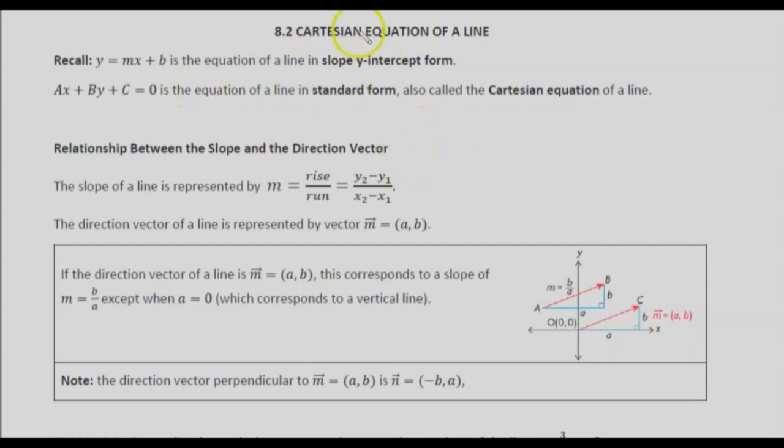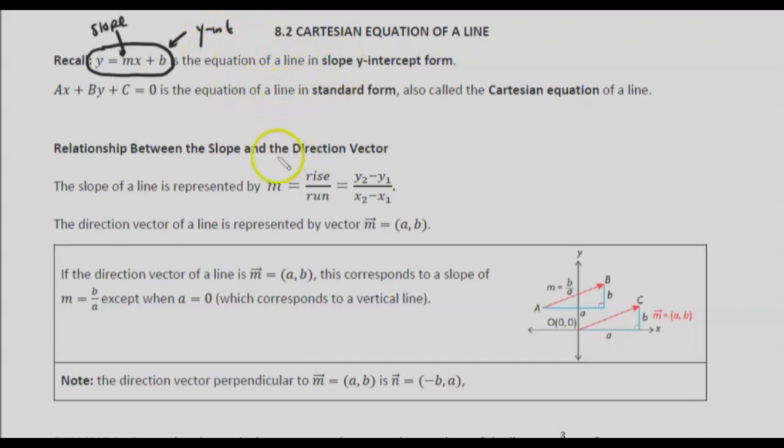So now we're going to focus on the Cartesian equation of a line. Okay, so 8.2. Let's recall grade 9, y equals mx plus b. This is the equation of a line specifically in slope y-intercept form. m is the slope, and b is going to be the y-intercept. We know that. We focused on that a lot.